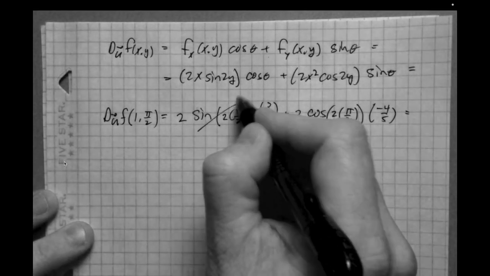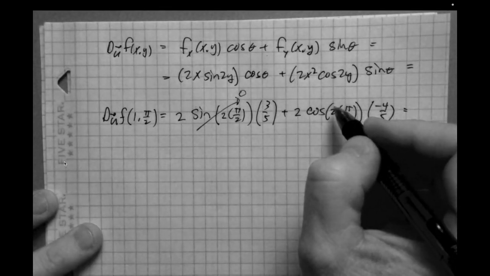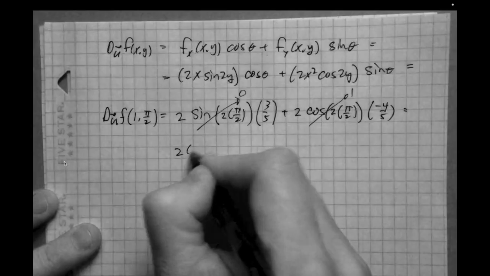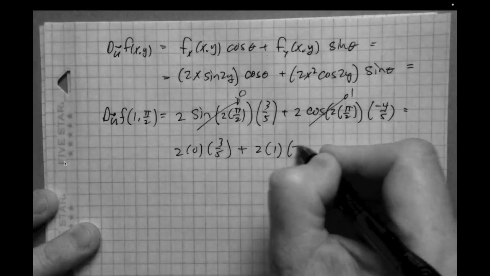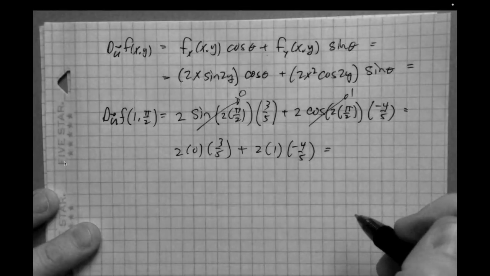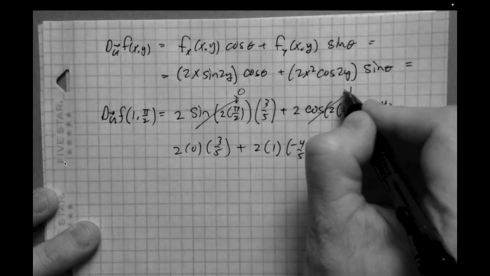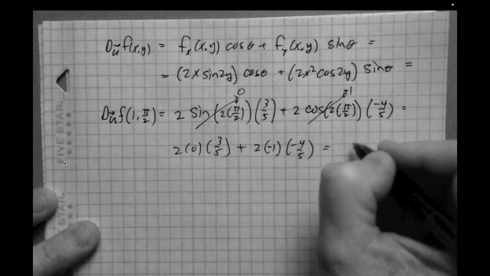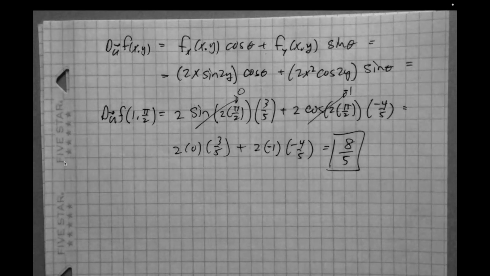And we can just go through this and see what shakes out. So the sine is going to be 0, and this will be 1. So we'll get 2 times 0 times 3/5 plus 2 times 1 times negative 4/5. And it looks to me like we are going to get 8/5. Oh, sorry, this will be negative 1, wouldn't it? Yeah, cosine of pi is negative 1, so that should be negative. So we get positive 8/5. Okay, perfect. All right, so that's that one.